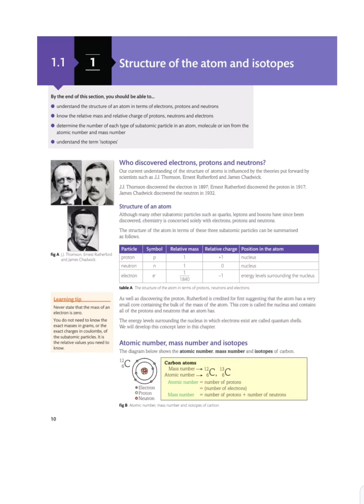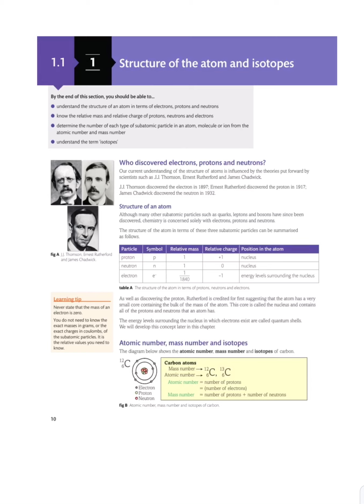Who discovered electrons, protons and neutrons? Our current understanding of the structure of atoms is influenced by the theories put forward by scientists such as J.J. Thomson, Ernest Rutherford and James Chadwick. J.J. Thomson discovered the electron in 1897, Ernest Rutherford discovered the proton in 1917, and James Chadwick discovered the neutron in 1932.